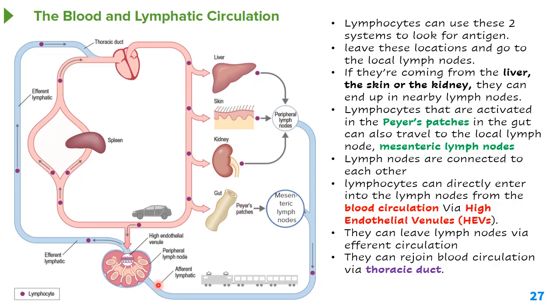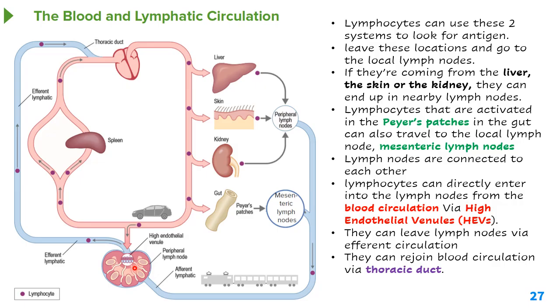Those are the ones that are closest to the gut. So it's going to look for a secondary lymphoid organ that is nearest the site of infection. Okay? After that, when it leaves the secondary lymphoid organ, it has two paths that it can go. It can either leave at the efferent lymphatic vessel, or it can hop back into the blood circulation.